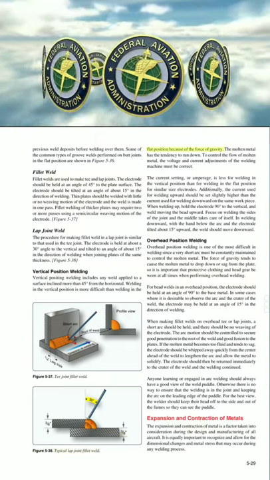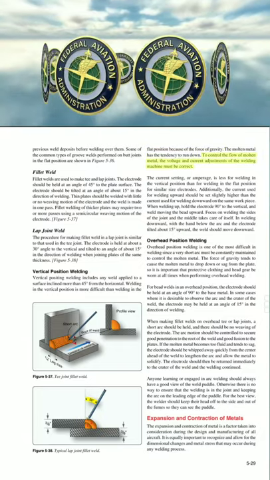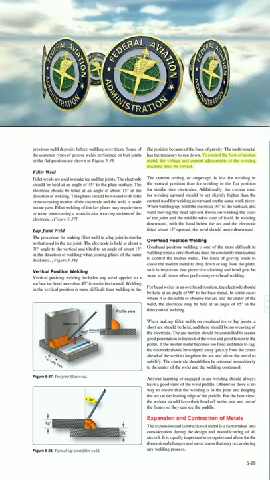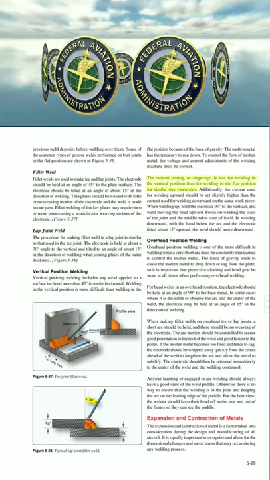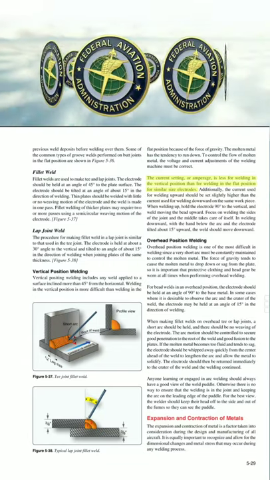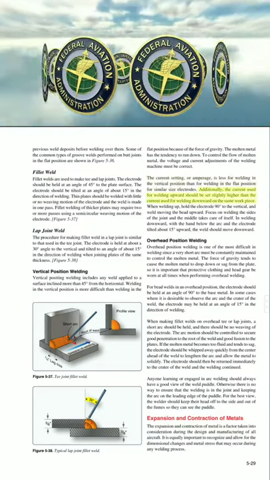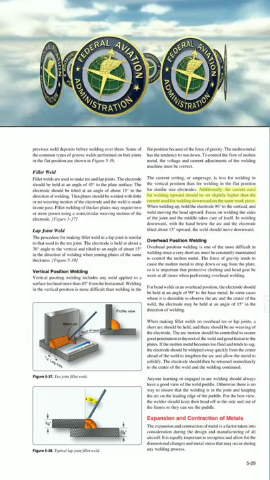Compared to the flat position, because of the force of gravity, the molten metal has the tendency to run down. To control the flow of molten metal, the voltage and current adjustments of the welding machine must be correct. The current setting, or amperage, is less for welding in the vertical position than for welding in the flat position for similar size electrodes. Additionally, the current used for welding upward should be set slightly higher than the current used for welding downward on the same workpiece.